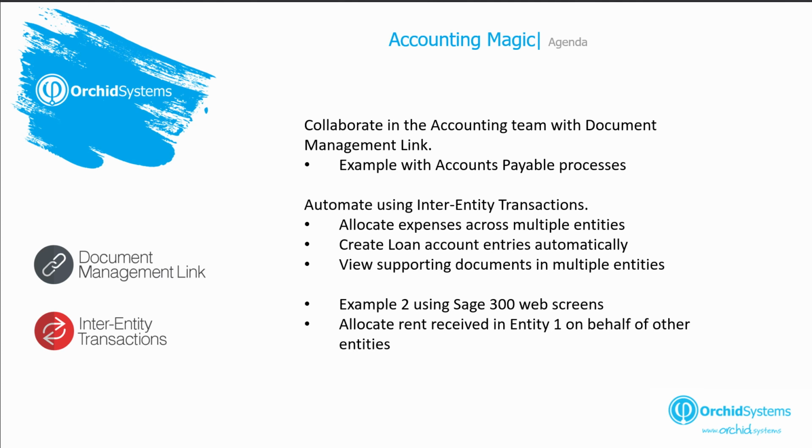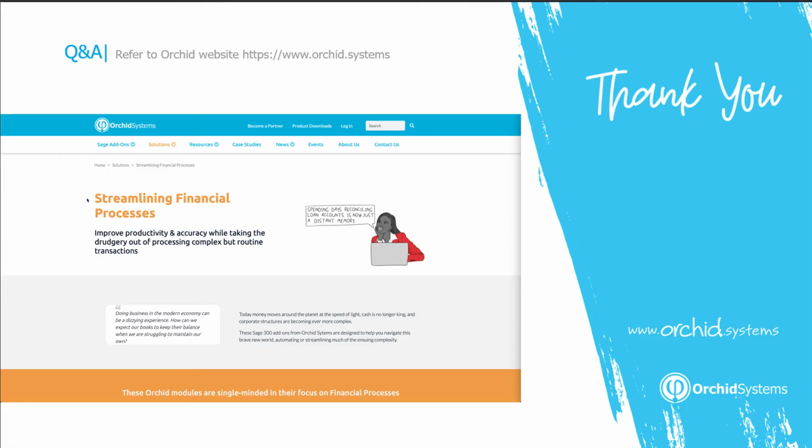Sage 300 has many advantages for companies with multiple entities, in particular when combined with Orchid modules such as Inter-Entity and Document Management Link. We also recently demonstrated how Process Scheduler can help companies with multiple entities automate some regular tasks, such as posting batches and opening and closing fiscal periods, which Process Scheduler lets you perform from a single company. Our reporting tools, Info Explorer and Report Runner, also help you do your reporting more easily across multiple companies.